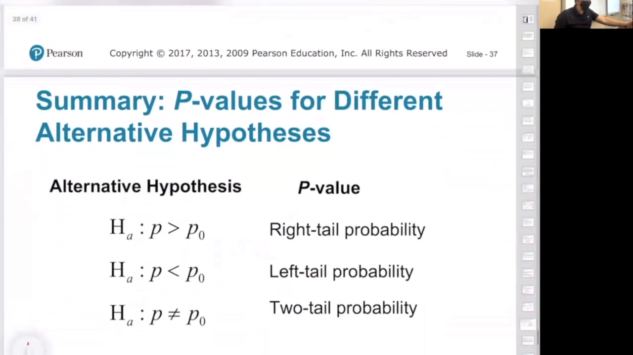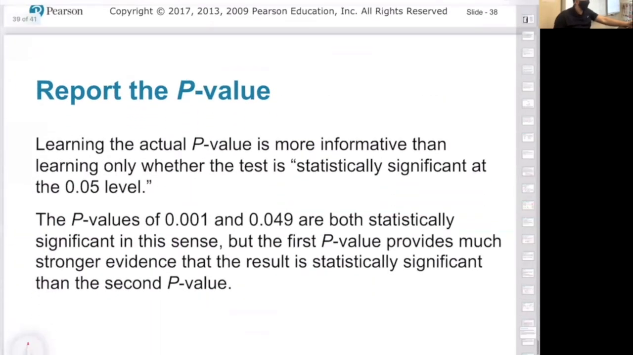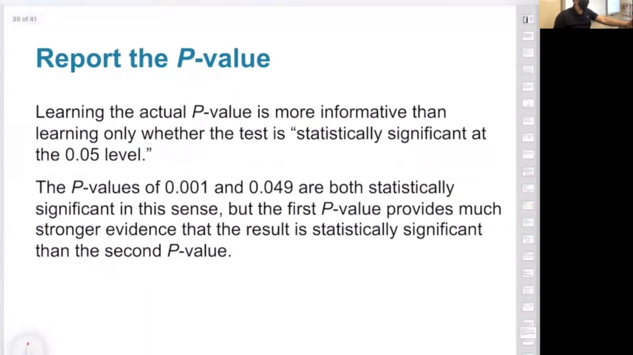Okay. So this is the summary for the alternative hypotheses. We have right-tailed test, left-tailed test, two-tailed test, as I said to you. And when we report the p-value, it's more important to say that it's statistically significant at the significance level 0.05. Okay? So this will be more informative when we give the final conclusion.